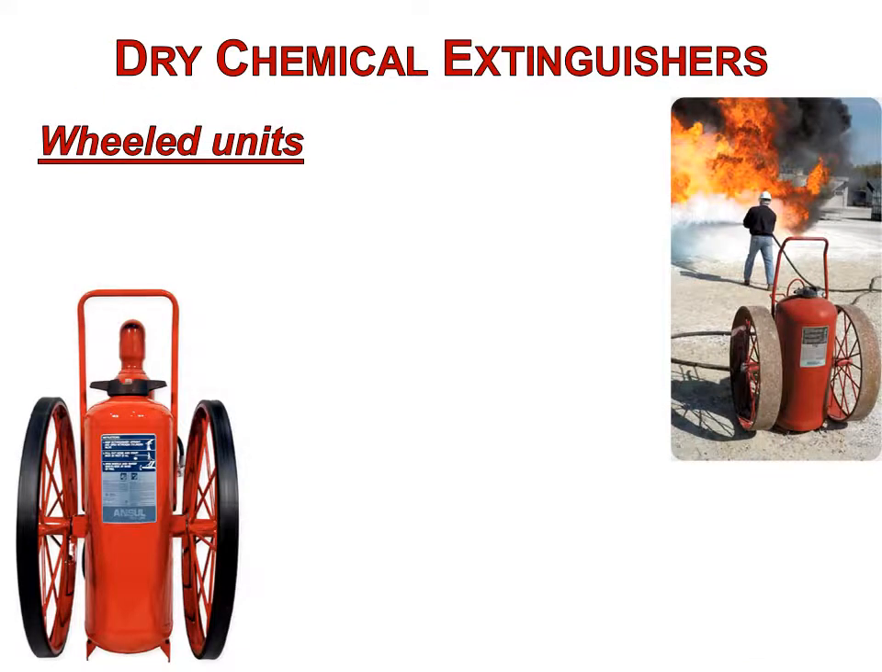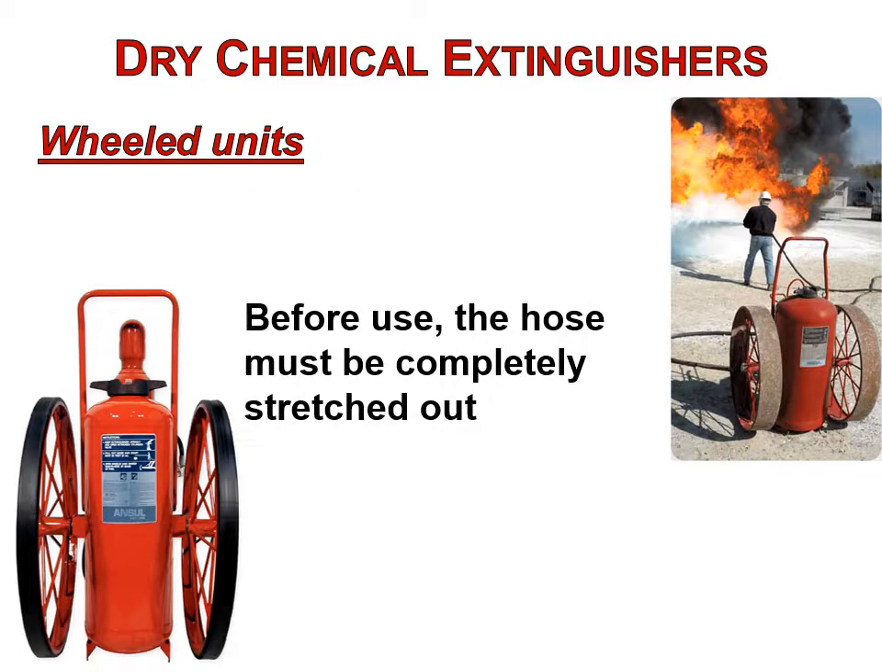Wheeled units. The extinguishing agent is in one tank with a separate gas cylinder. Before use, the hose must be completely stretched out. Once the gas cylinder is opened, the nozzle should not be opened for a few seconds until the agent tank is fully pressurized.